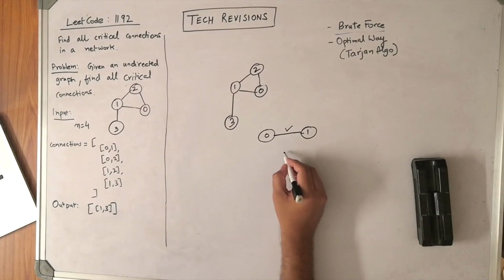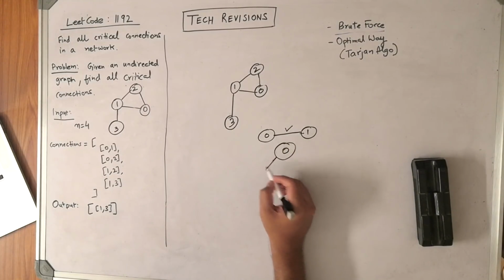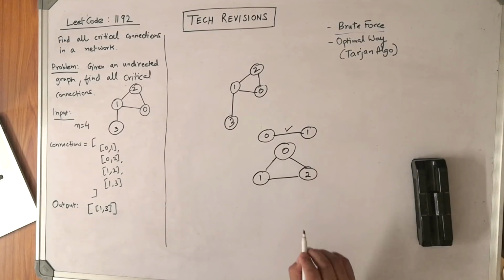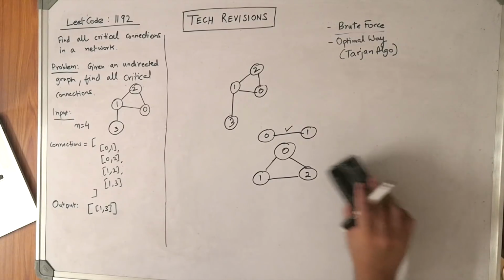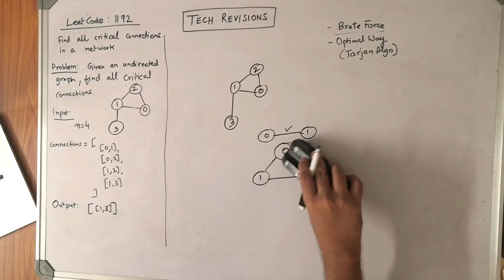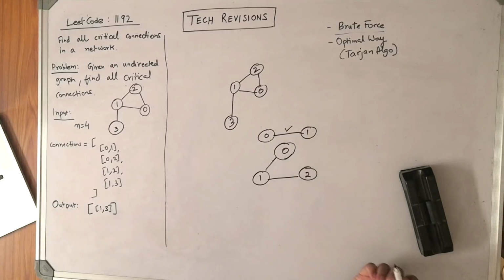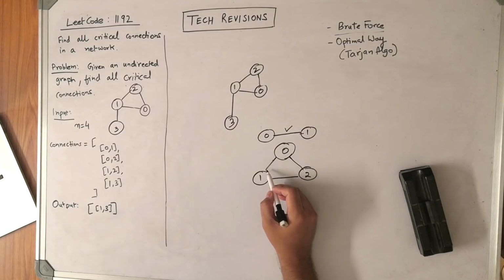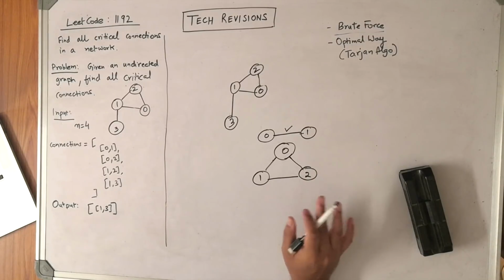Let's look at another example. If I give you a graph like this, and you remove any of the edges, suppose I remove this edge, does it divide the graph into 2 parts? No, it does not. So this is not a critical connection. Similarly, this is not a critical connection, and this is also not a critical connection. So in this graph, there are no critical connections.